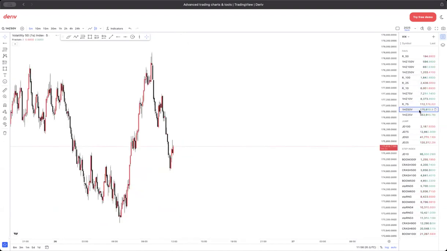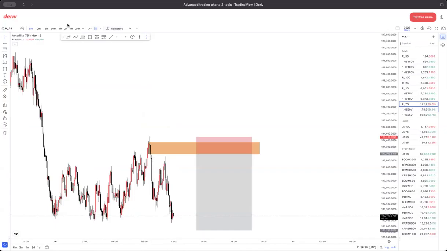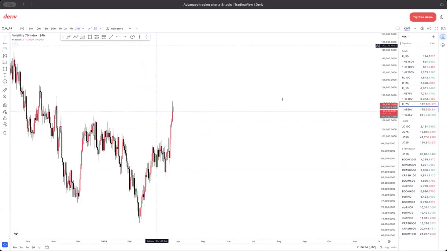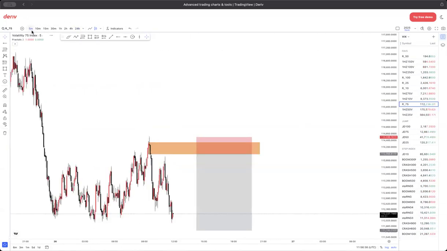So those are the few. That's how I do my top-down analysis. Once you have your higher time frame structure, just go down to the lower time frame. Find your lower time frame structure. Wait for confirmation entry. Trade in line with the directional bias. Trade in line with the trend.